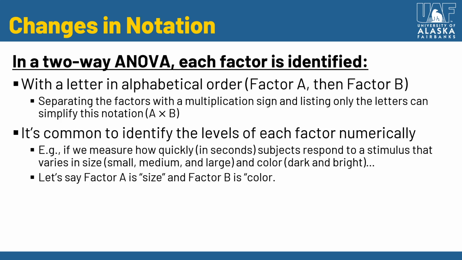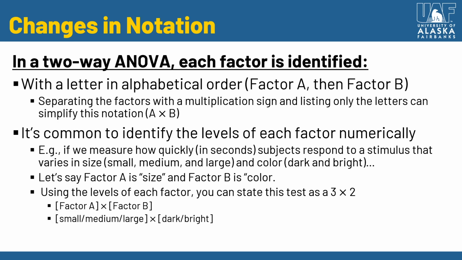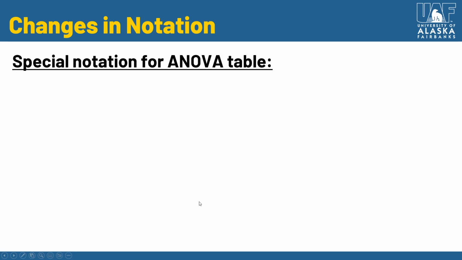But yeah, so I mentioned we talk about the levels numerically. Apologies, these are wordy slides. But for example, say we had two factors. One is size and one is color. So factor A is size, small, medium, large. And factor B is color, say it's dark or bright, however you classify those. I'm not an artist, obviously. Then we would call this, for example, a 3 by 2 ANOVA, right? So we have three levels of factor A, small, medium, large, and two levels of factor B, dark and bright, right? So one example of how we do that.